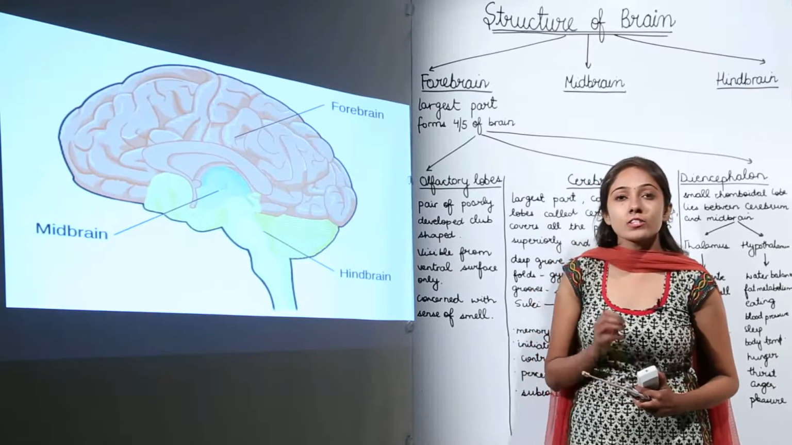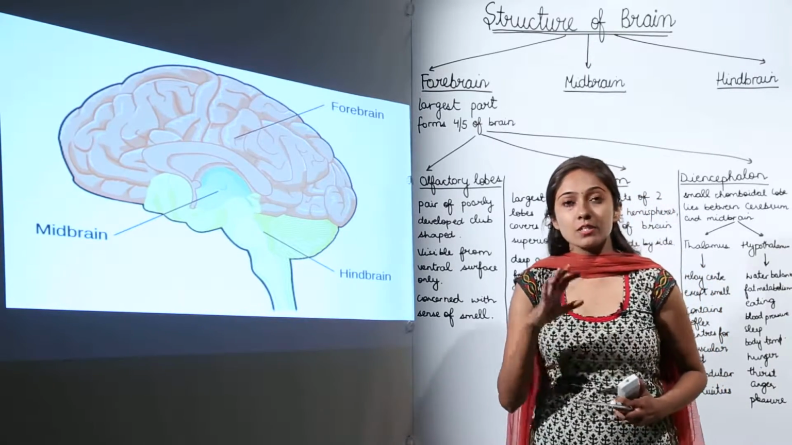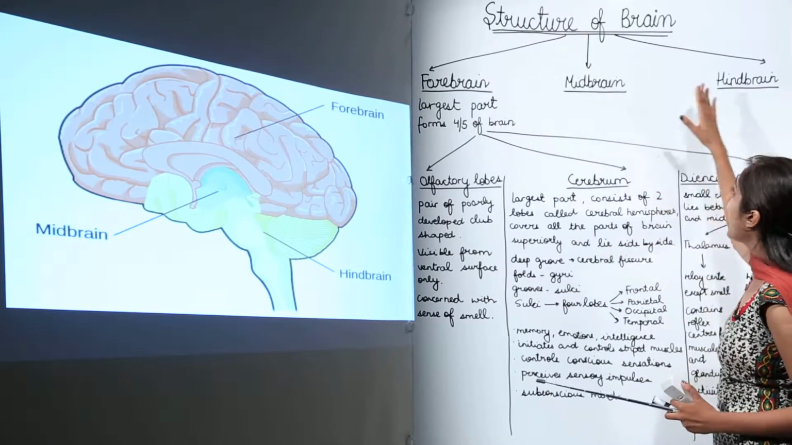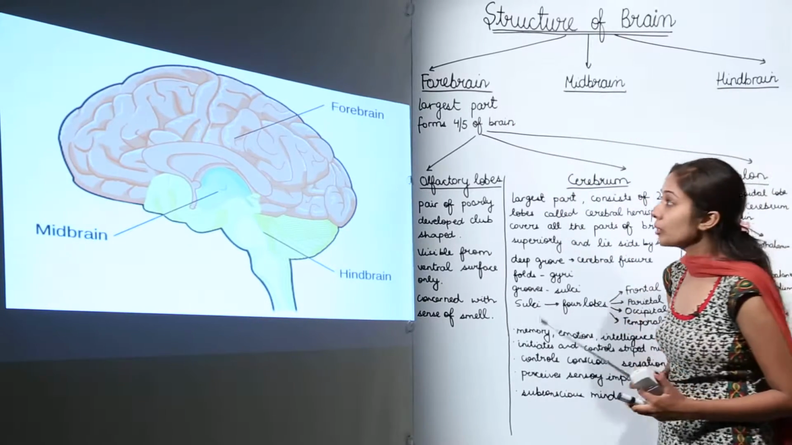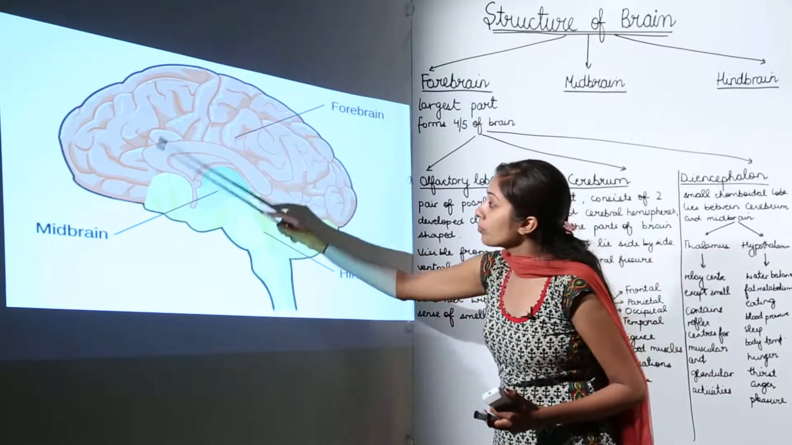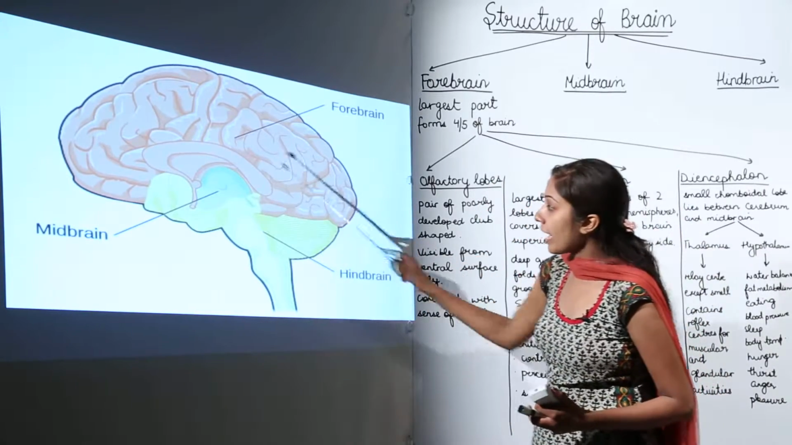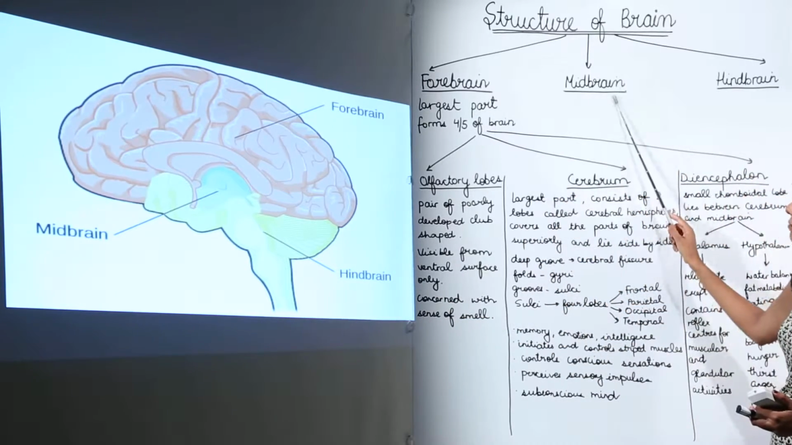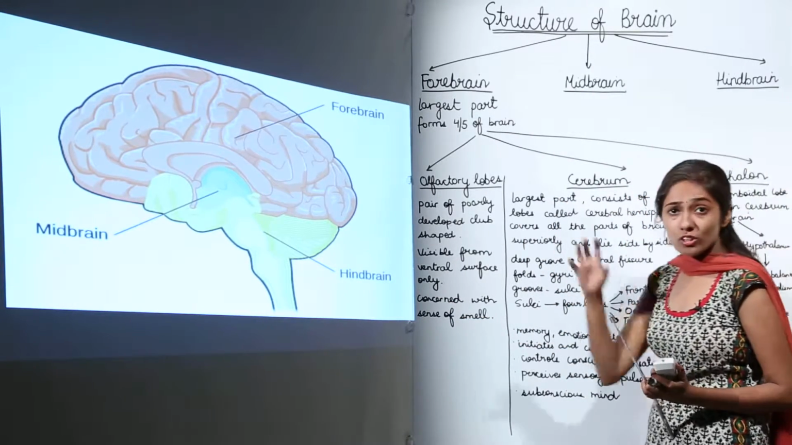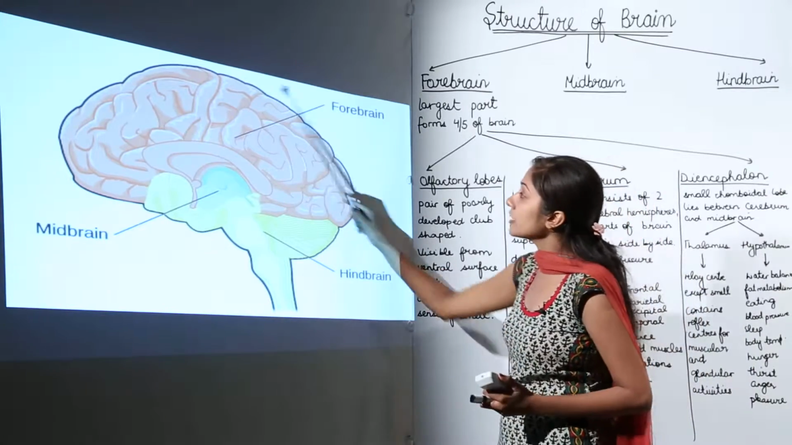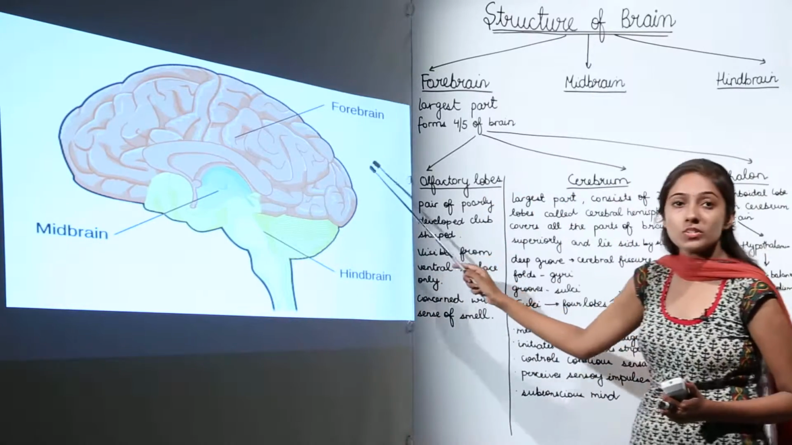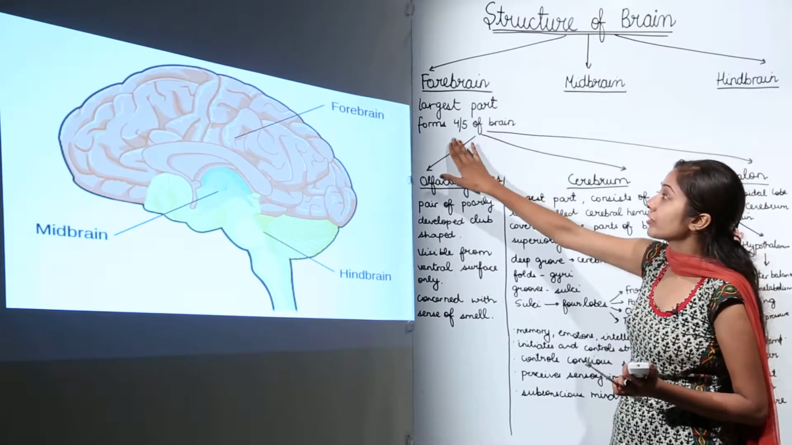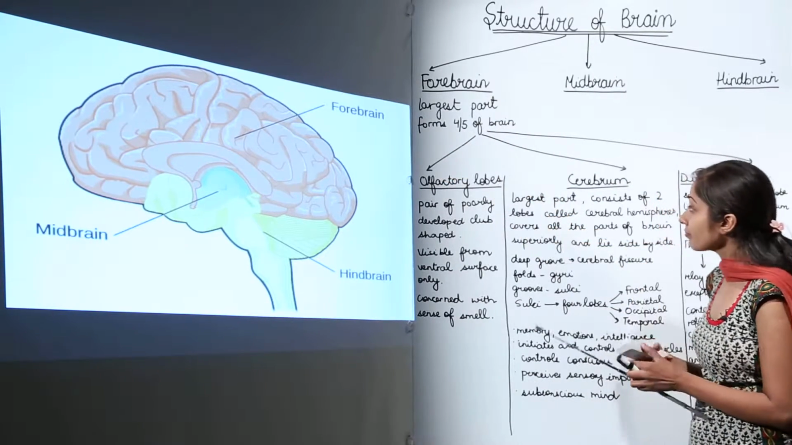Now let's discuss the structure of the brain in detail. It is divisible into three parts, namely forebrain, midbrain and hindbrain. You can see the three parts. The forebrain forms the largest part of the brain. It almost forms 4/5 of the brain, right.